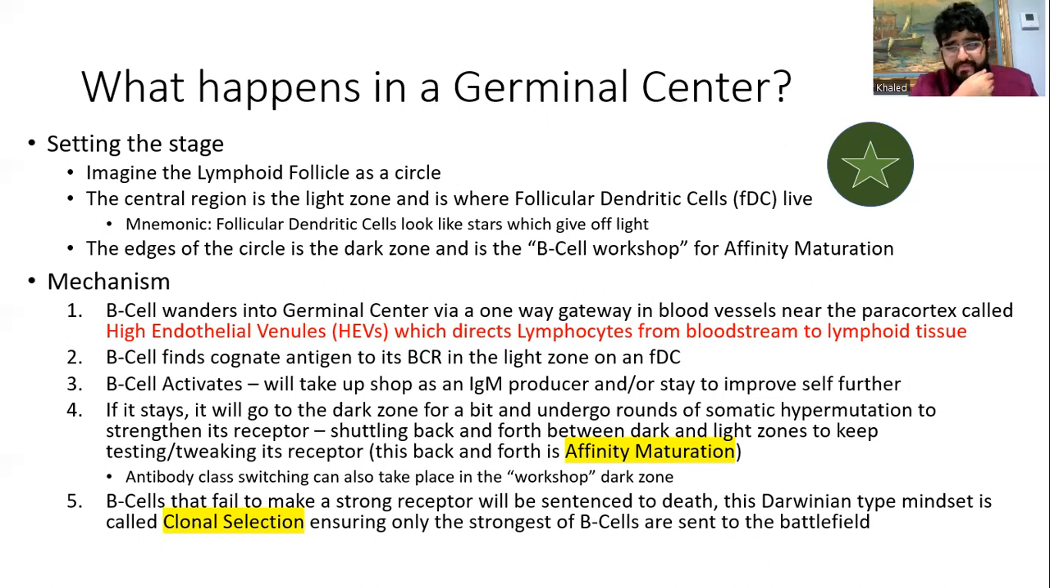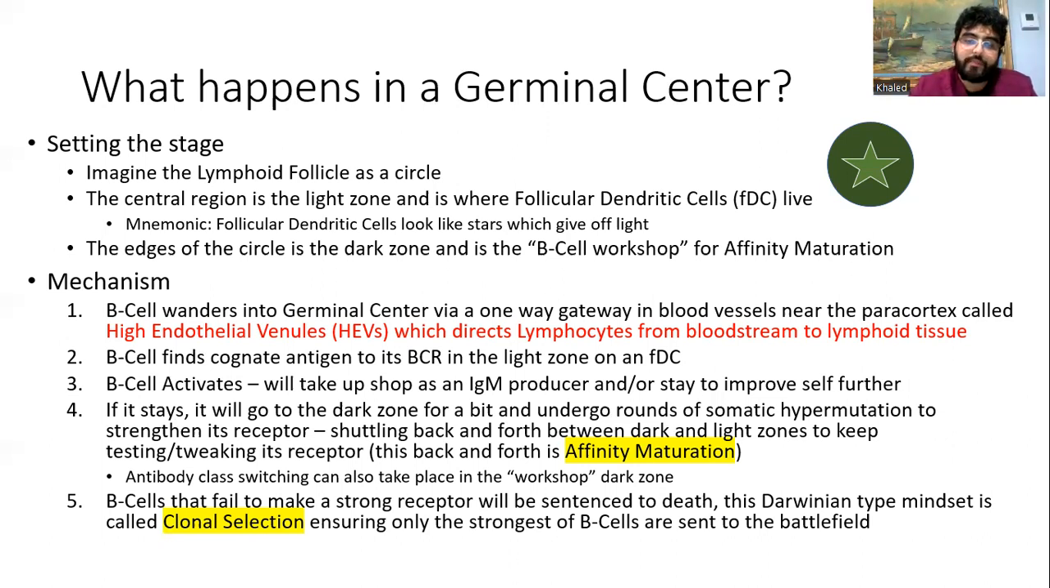So how will the B cell, mature but naive, find the antigen in the lymph node where these follicular dendritic cells are residing at these lymphoid follicles? It's going to want to get into the lymph node, and it'll do so through a structure called a high endothelial venule, or an HEV. And the whole point of this is to direct the lymphocytes from the bloodstream into lymphoid tissue. The B cell is going to find its cognate antigen to its B cell receptor on the follicular dendritic cell in the light zone, right?